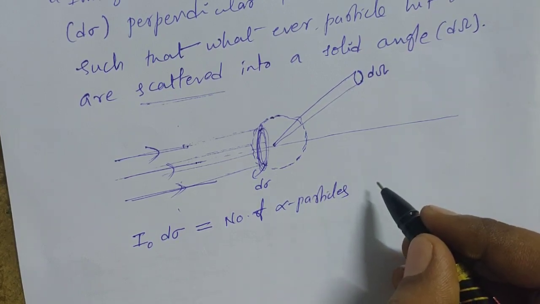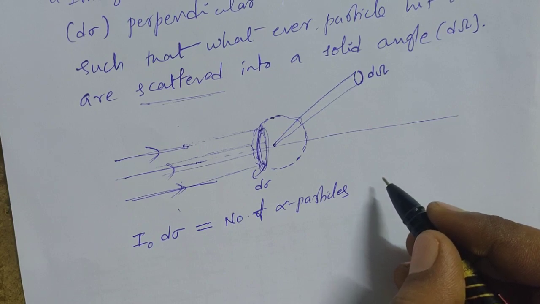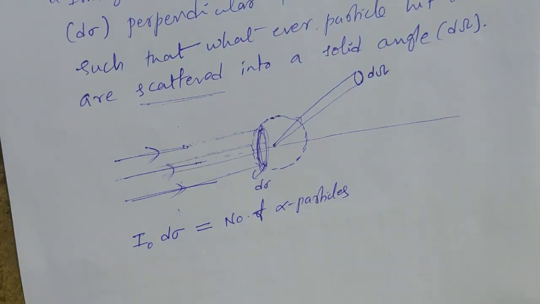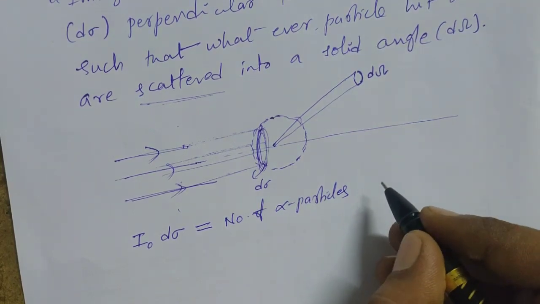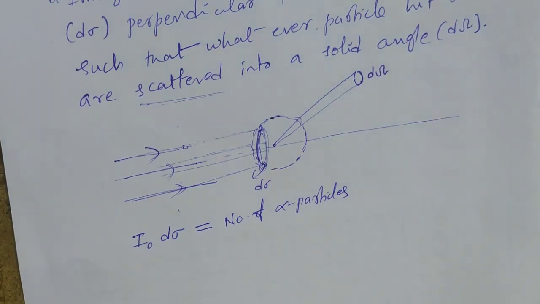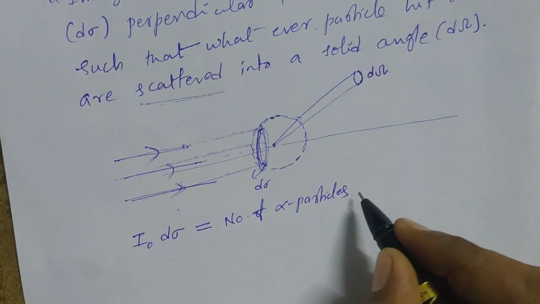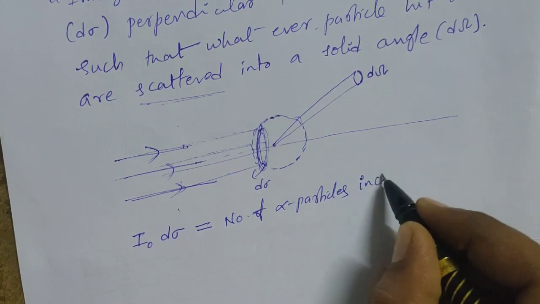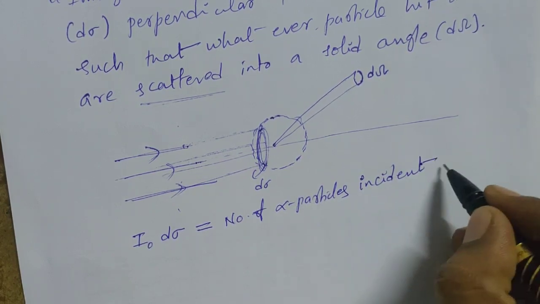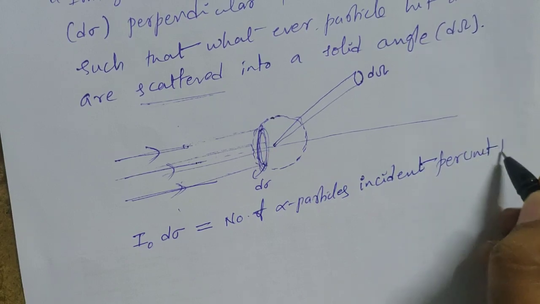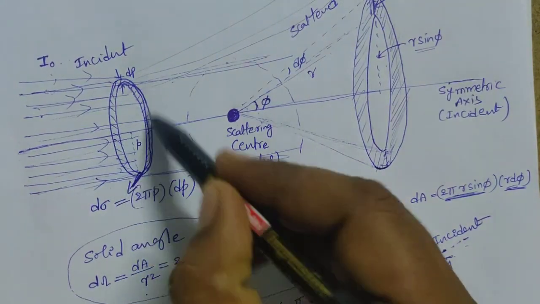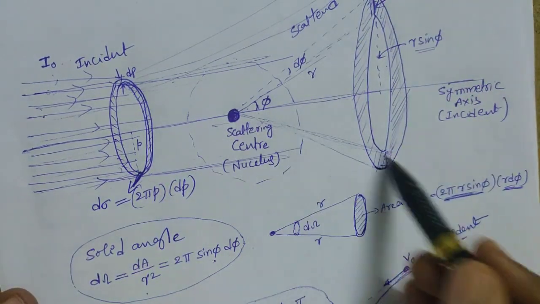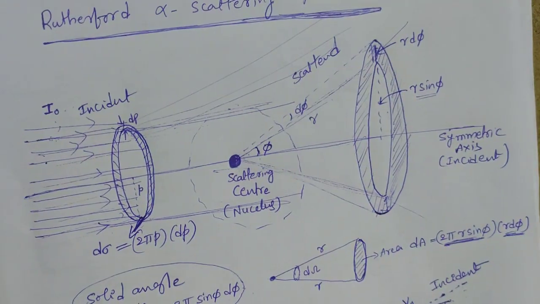number of alpha particles incident per unit time. So now, here is the number of particles which are incident, and the same number of particles will be scattered here.